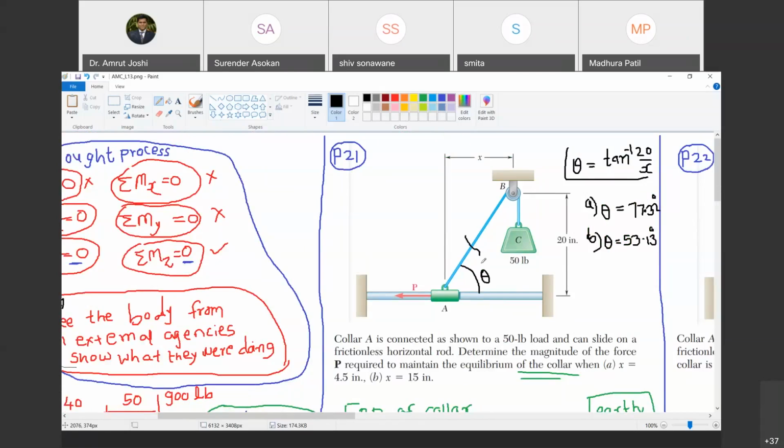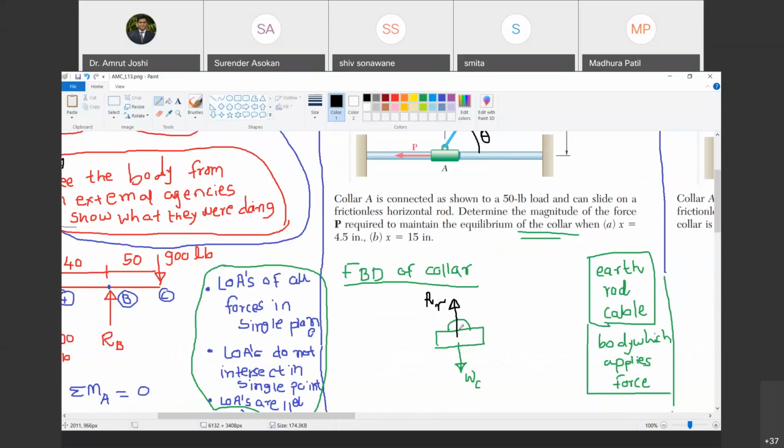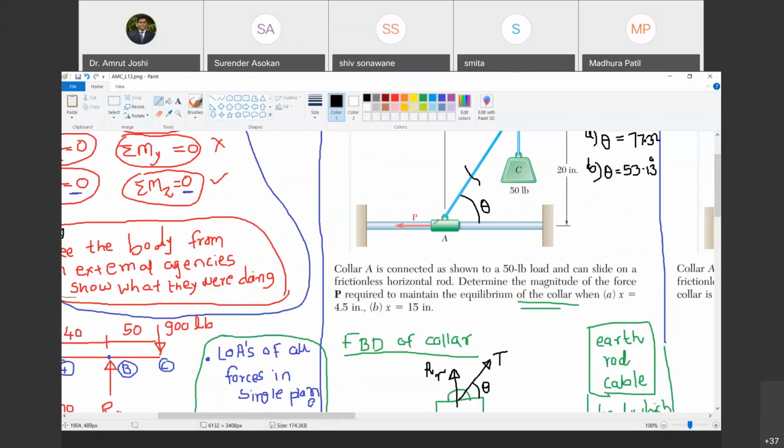I have given this cut now, and I am going to show that tension, therefore, in this fashion, which makes an angle of theta with horizontal. What else is left now? The body which applies the force is also external. So if I free the object from that body, I have to show what that body was doing.